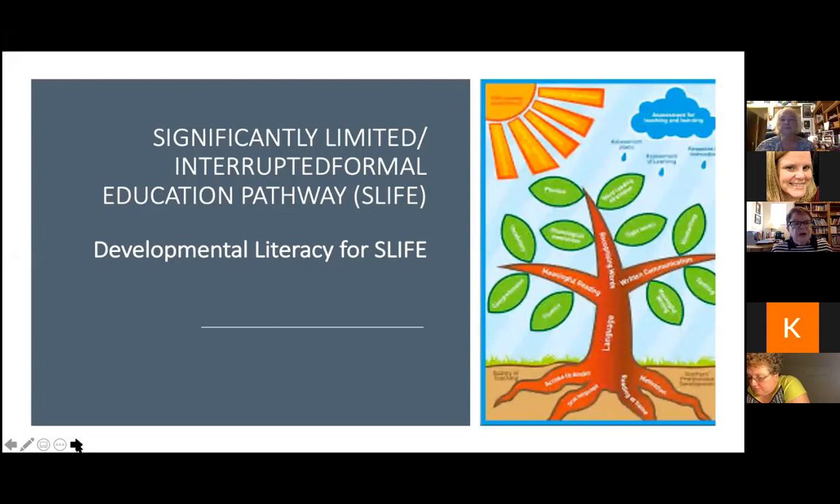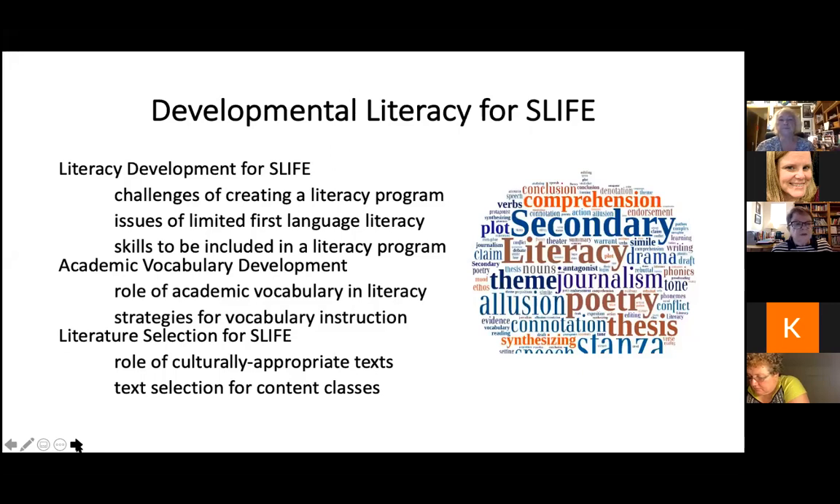Next. So we will look at developmental literacy for the SLIFE learner, and that will be our second pathway. So we'll look at the challenges of creating a literacy program, the issues of limited first language literacy skills, and most of you know that if you have a strong basis in your first language, you can tap into that to help you with your second language, and a lot of what you transfer in terms of your understanding of how your first language developed helps you to develop your second language. So these students don't have that.